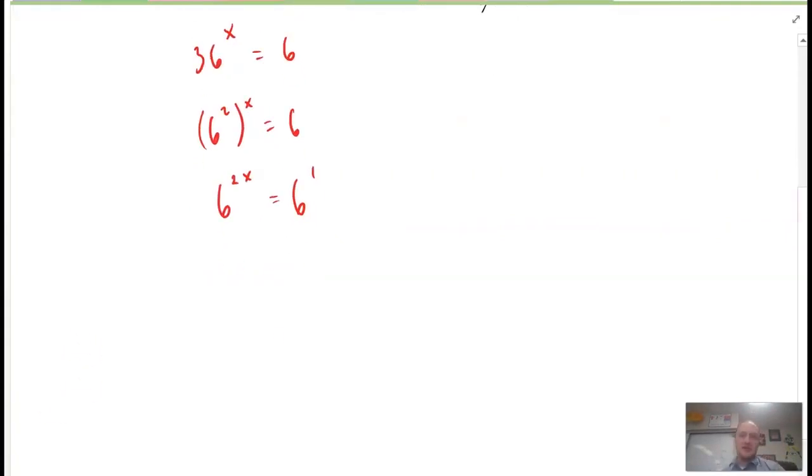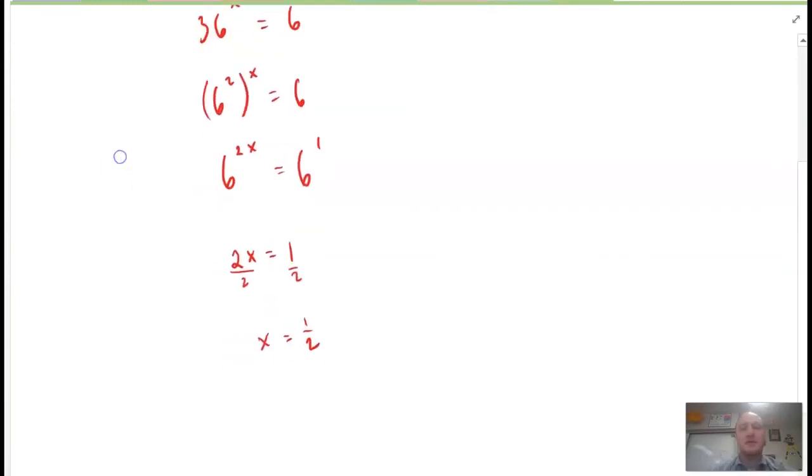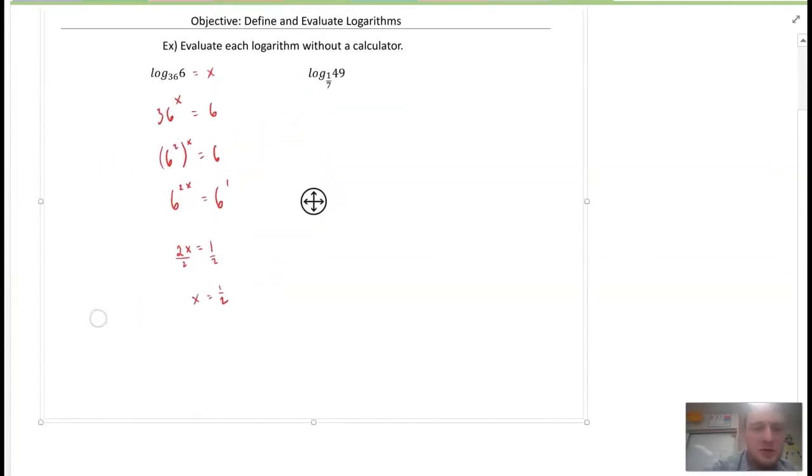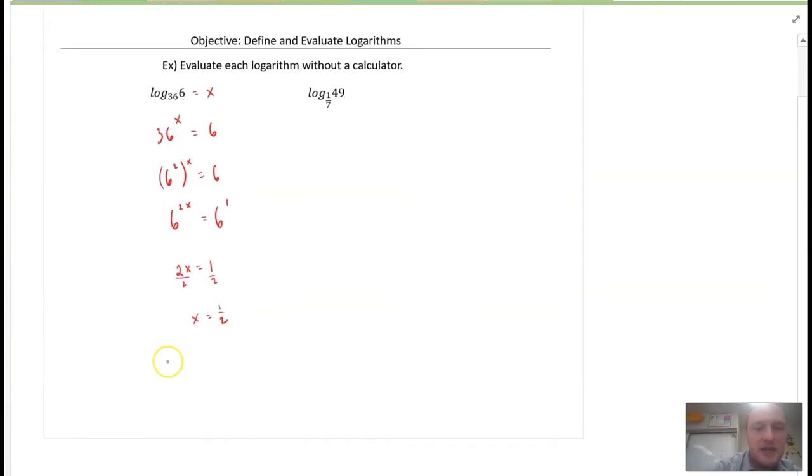And thus, here I can use the exponential property of equality. Say it, exponential property of equality. This says if the left side is equal to the right side and the bases are the same, then the exponents are the same. 2x is equal to 1. Divide both sides by 2. So x is equal to 1/2. Are we done? No, rewrite your answer. Do we have to? Yes, you do. Log base 36 of 6 is equal to 1/2. Ta-da! All right, not too bad.